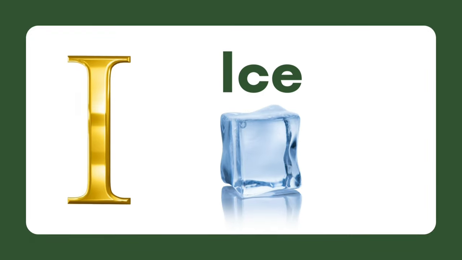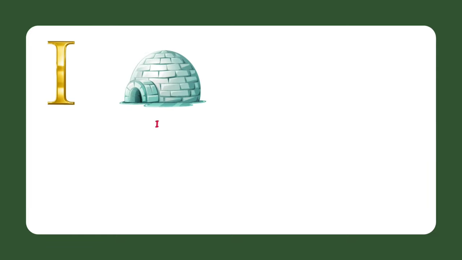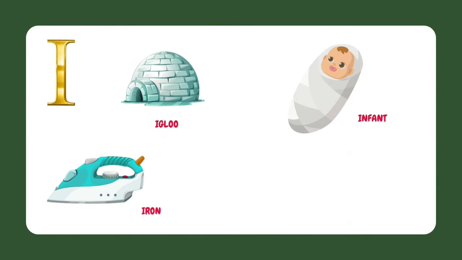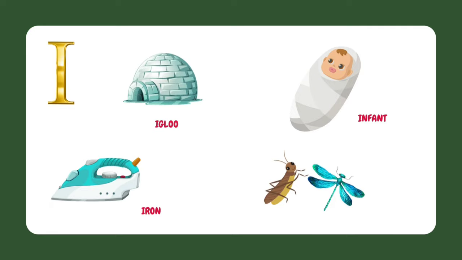I. I is for ice. Igloo. Infant. Iron. Insects.